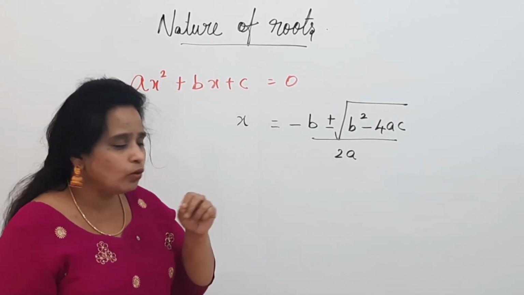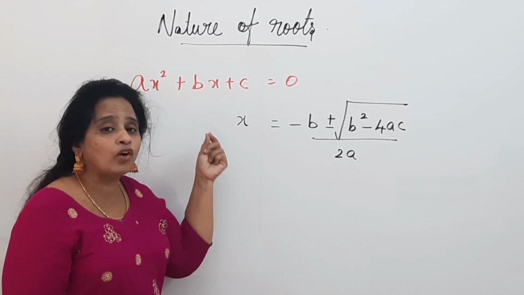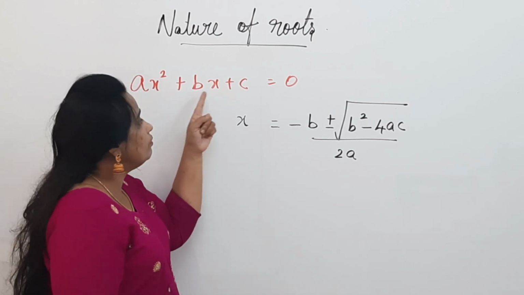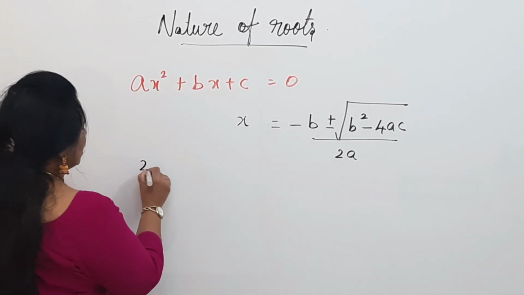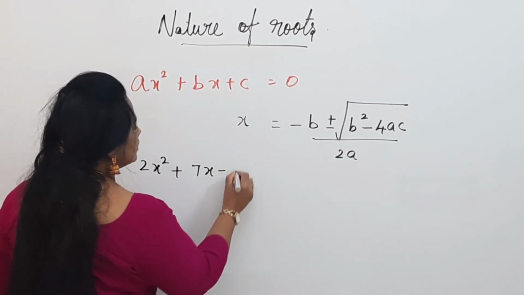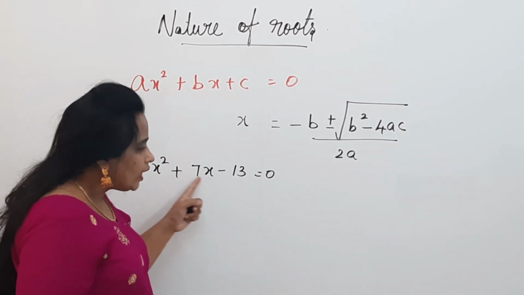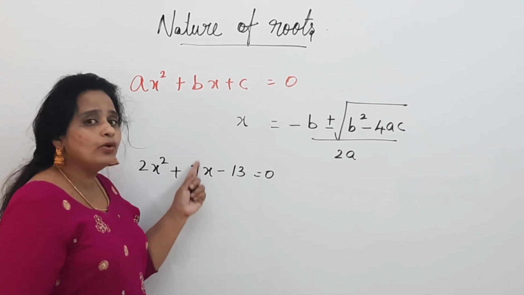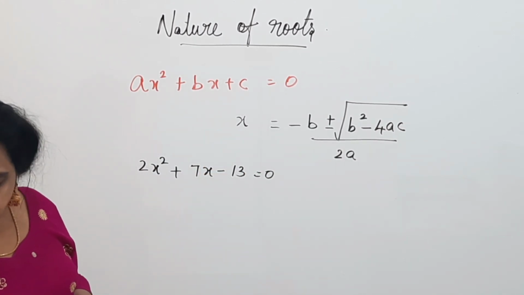You must have studied in your lower classes that solving the equation means finding the value for the variable in that equation. Here the variable is x. Why? Because suppose I give you the equation 2x square plus 7x minus 13 is equal to 0. It's a quadratic equation. I have to find the value for x. So how do I find it? That's what I'm finding using the quadratic formula method.